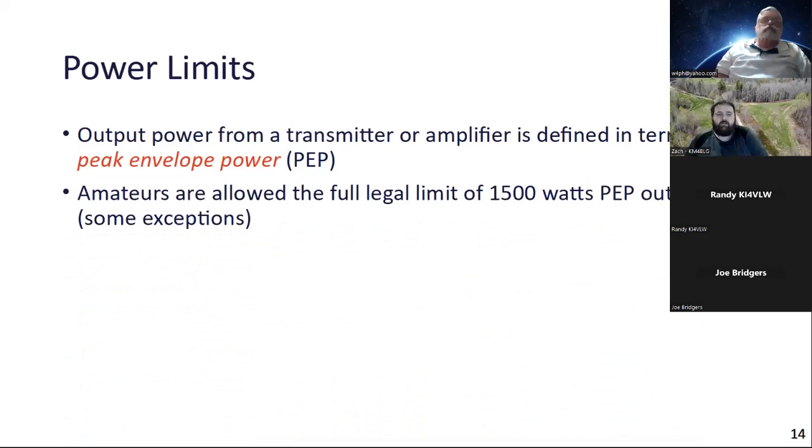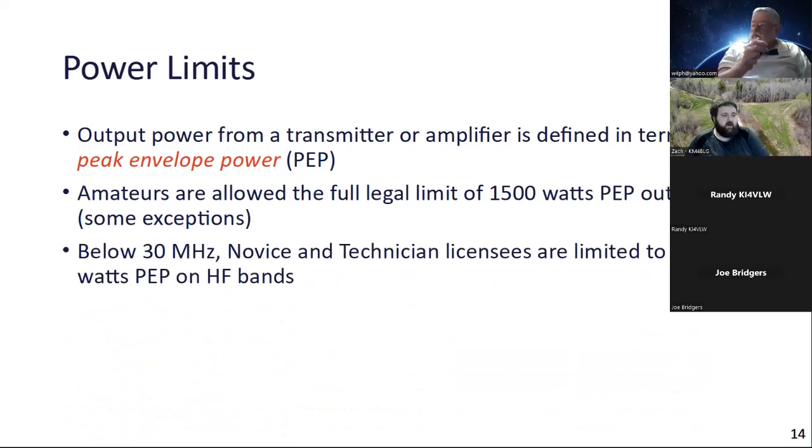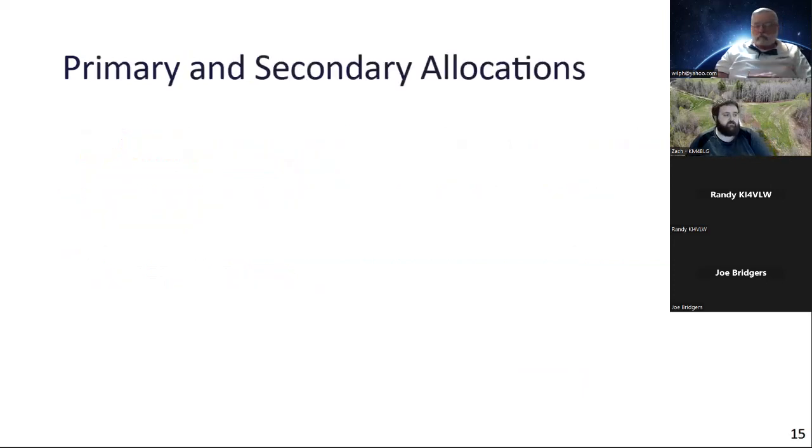So amateurs are allowed the full legal limit of 1,500 watts PEP output. There are some exceptions. There's a couple of bands where they've got some limits on how much power you can use, but most hams have access to the full legal limit. Below 30 megahertz, novice and technician licensees, this is that section of HF where you had a few limited spaces, you do have to use less than 200 watts if you're a technician. But that gets raised to 1,500 as soon as you get your general.